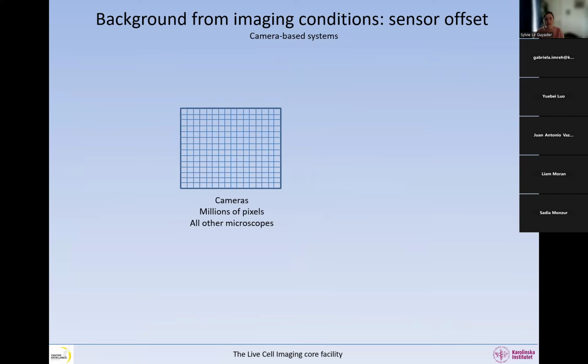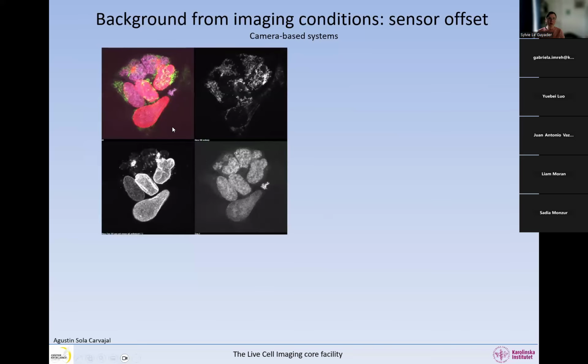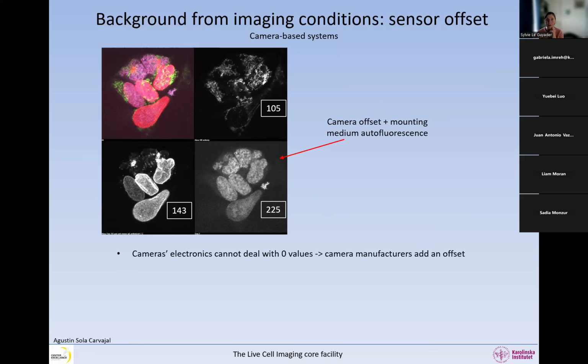So we now have millions of pixels, and when we acquire an image, we acquire everything at the same time. And if we look at the background in these three-color images, so three different colors, three different images, we can see that we have a different level of counts outside the sample. This is the camera offset plus the background that comes from the sample. The camera offset comes from the imaging condition, but on top of that, we have mounting medium autofluorescence. So we have two sources of background in these images.